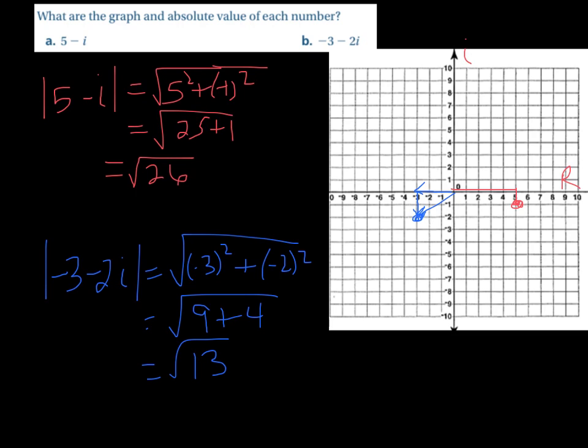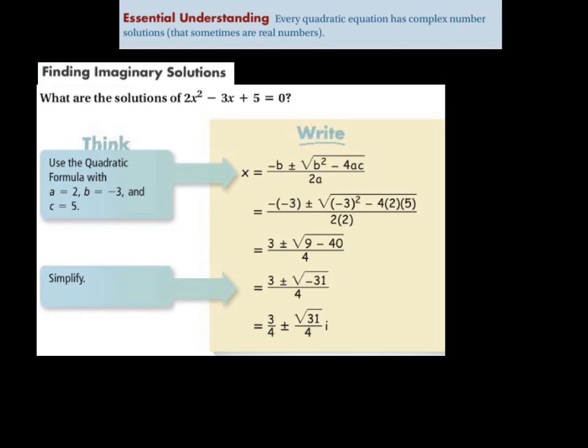So we just take the square root of a squared plus b squared. So the last thing we're going to talk about with complex numbers goes back to solving quadratics, and understanding that every quadratic equation has a complex number solution. It's just that sometimes we only get the real portion, and those are the things that we've been looking at up to this point.